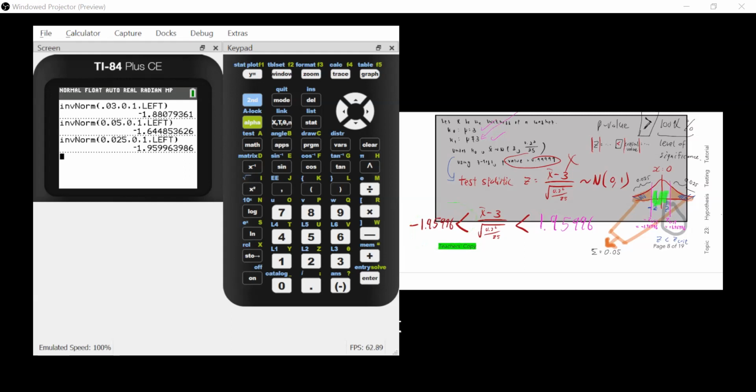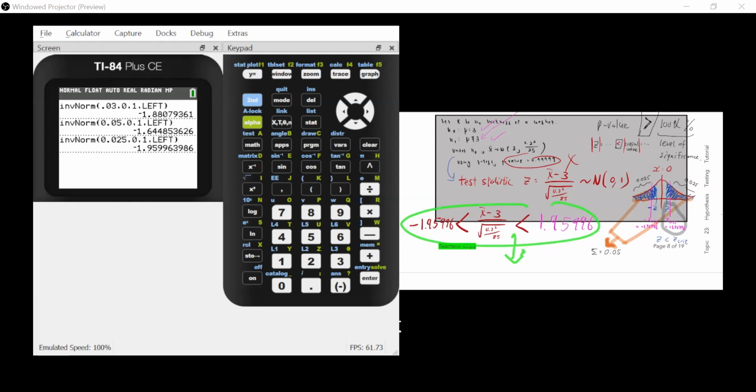Your Z can be anywhere in between here. Which will lead to, oh, I never update my picture. The area is here and the area is there. This is the picture we have for rejecting H0. Sorry, for not rejecting H0. Okay, not rejecting H0. You need a Z to be in between here. And from there, you can solve for x bar.